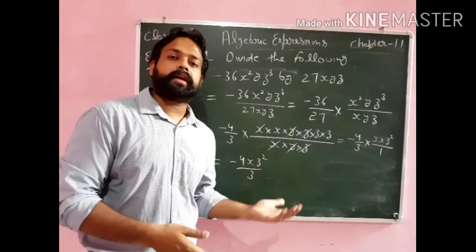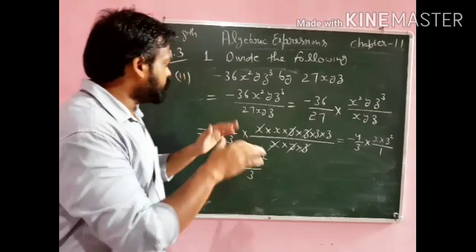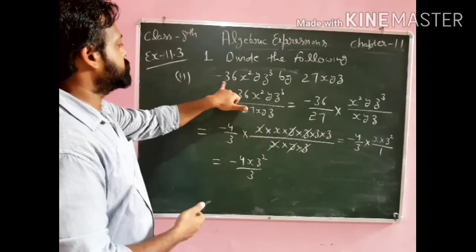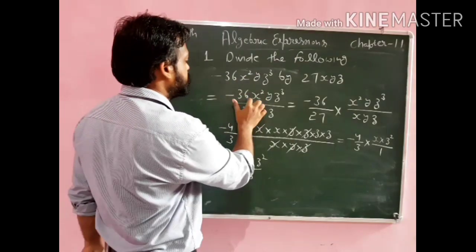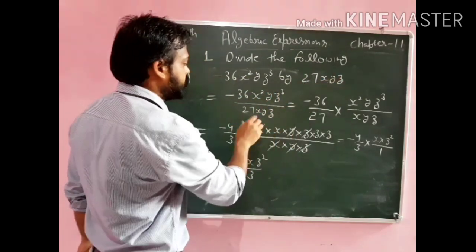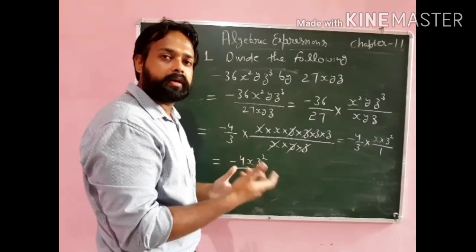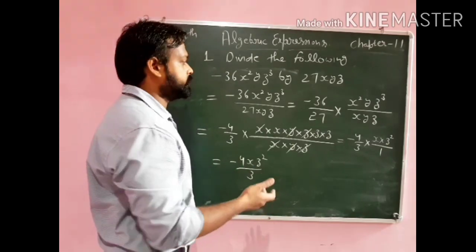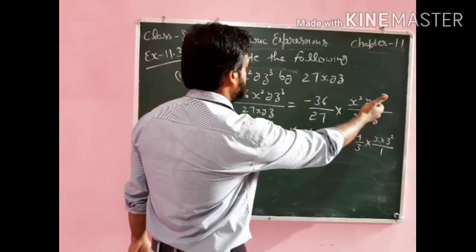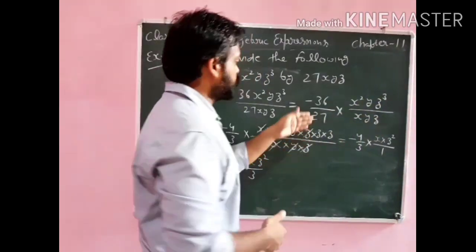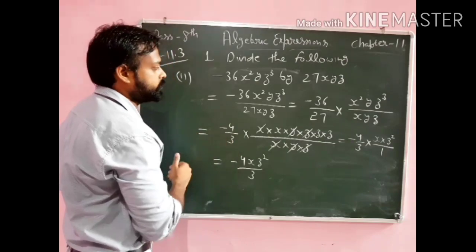Okay, now you can see the second sum. We have to follow the same steps which we already followed in the first sum. The next sum is minus 36x square yz cube by 27xyz. Again, first of all write this as minus 36x square yz cube over 27xyz. Again, we have to separate the numerical values and the variable values. So the numerical value is minus 36 by 27 multiplied with x square yz cube over xyz. Both terms have the common factor 9. So it will become 9 fours are 36, 9 threes are 27.